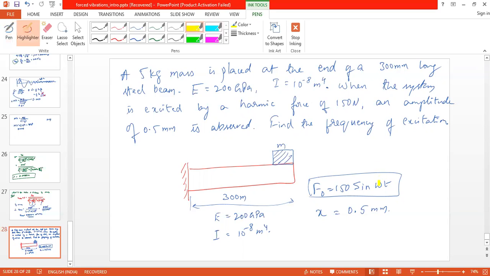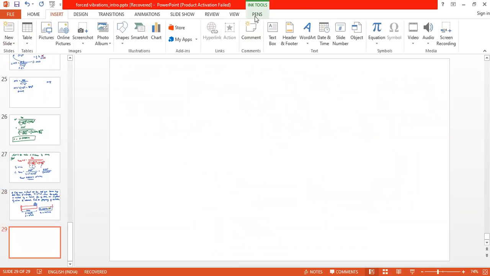So what is the value of the frequency of excitation, that is omega? This is what we need to find out. But here, one thing you can observe, there is no damper. So zeta is equal to 0 and C is also 0. But stiffness is not given here.